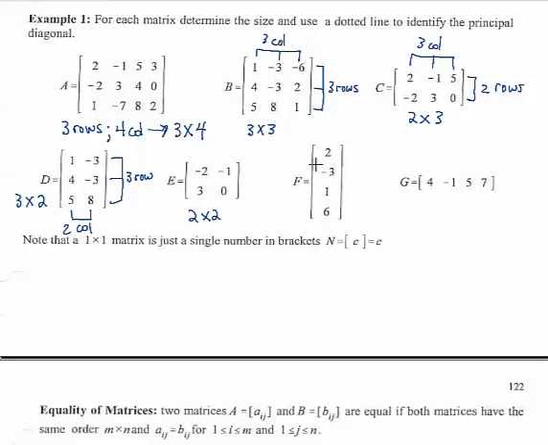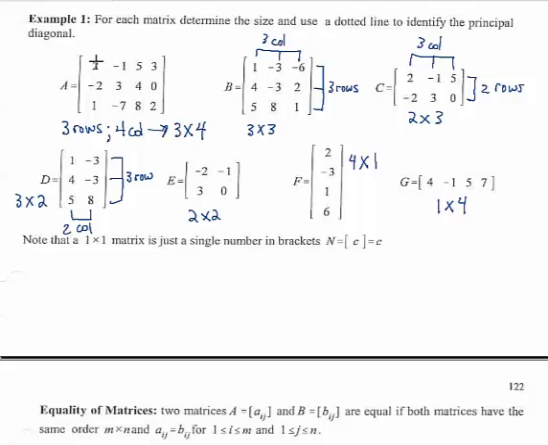F is a column matrix, because everything's in one column. And so we would write the rows first, 1, 2, 3, 4 by 1 column. And G is a row matrix. And so this would be 1 row by 4 columns. Okay. And now we'll go back and pick out the diagonals of each matrix.